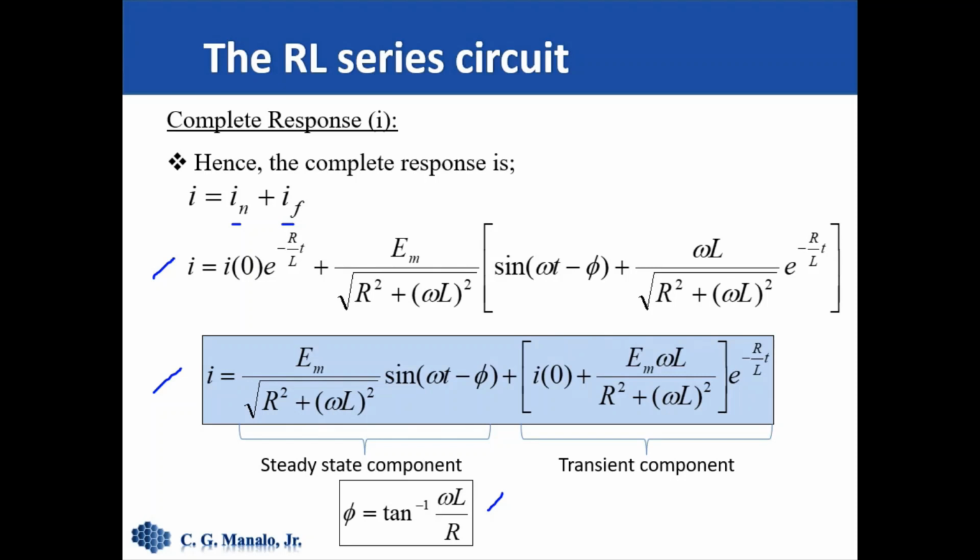Let me give some explanation why we need to specify what these components are. For the transient component, from the word itself, transient, meaning this component does not stay, it vanishes over time because of the presence of the exponential term. So this term here keeps on decreasing over time, and eventually this entire term will disappear. How fast it disappears depends on R over L here.